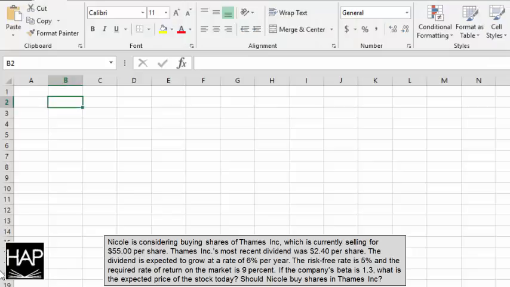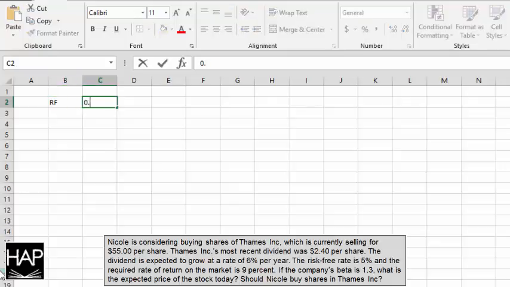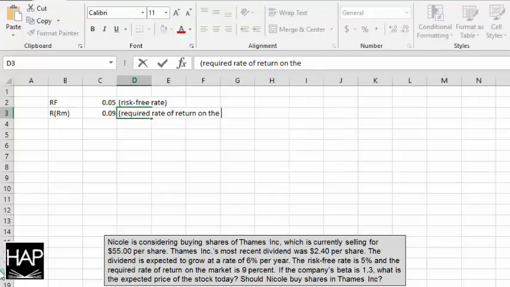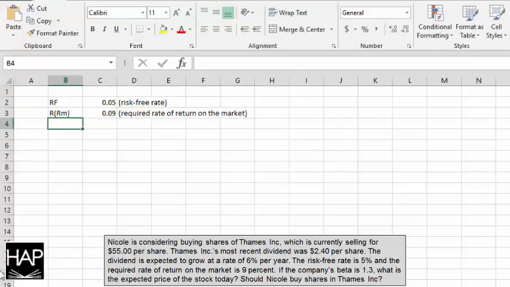Now to solve for the price of this stock using Excel, I'm going to follow the same steps that I did to solve the problem manually. First, I'm going to use the securities market line equation to solve for the required rate of return on the stock. In order to do that, I need the risk-free rate, which was given in the question as 5%. I also need the required rate of return on the market, which was also given in the question as 9%. And I need to know the beta, which was 1.3, and also given in the question.